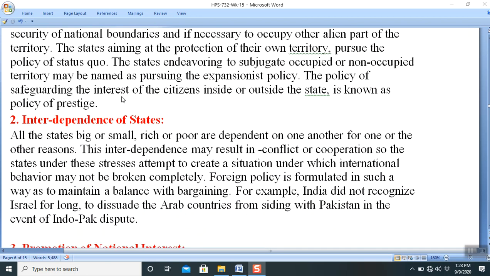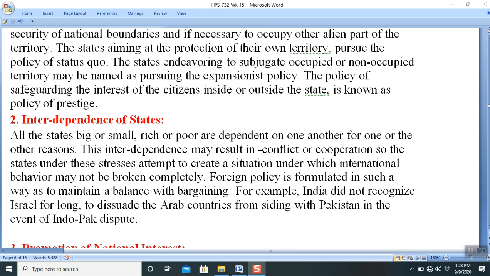Second thing is interdependence of the states. Let's read. All the big or small, rich or poor are dependent on one another for one reason or another. This interdependence may result in conflict or cooperation. So states under this stress attempt to create a situation under which international behavior may not be broken completely. Foreign policy is formulated in such a way as to maintain a balance with bargaining.